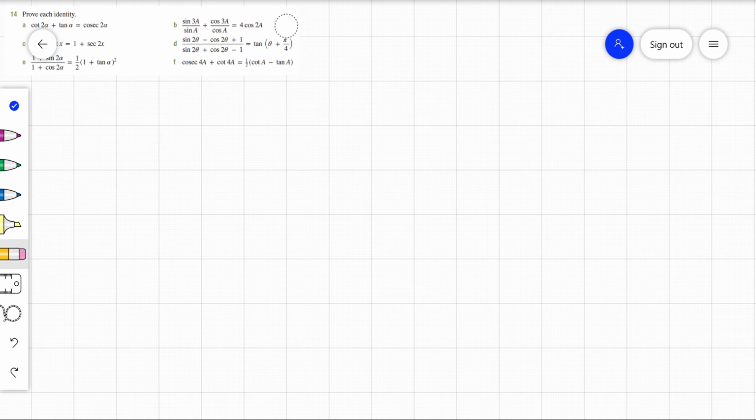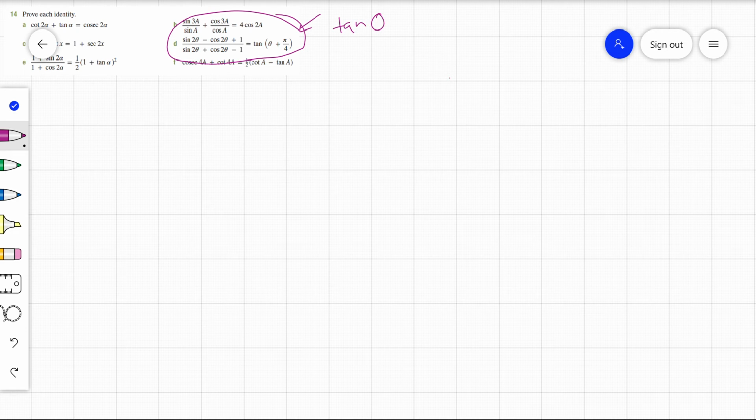All right, we are doing 14D. Okay, and I could do this a few different ways. I could work on the left-hand side and the right-hand side separately and then see if they equal the same thing. The other thing I can do over the side is think about what the expansion of this right-hand side is.